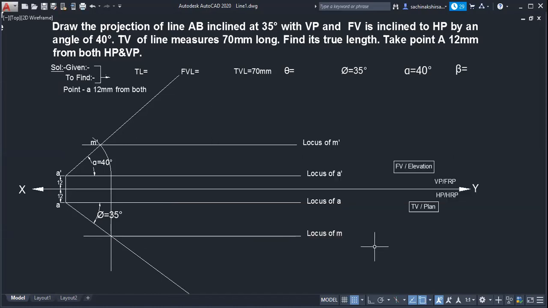Then now what can I do? What can we do now? From M dash, a straight line, M1 dash. Straight from M dash, sir, from M.